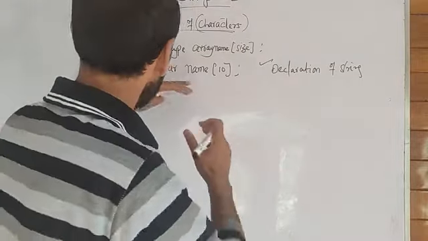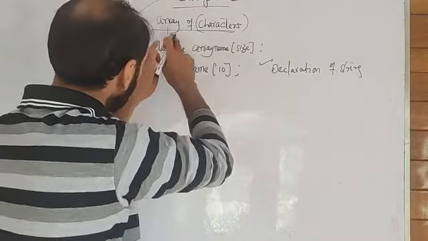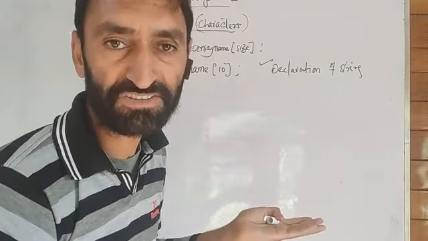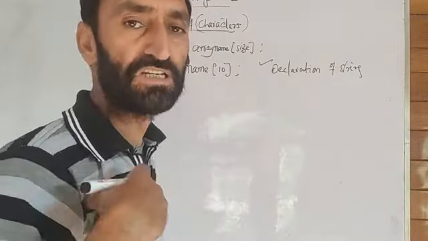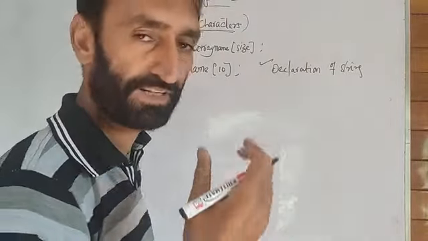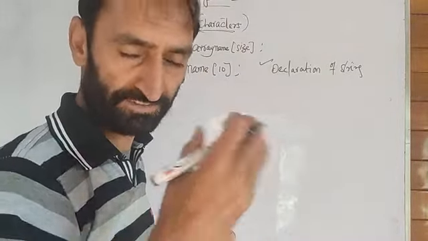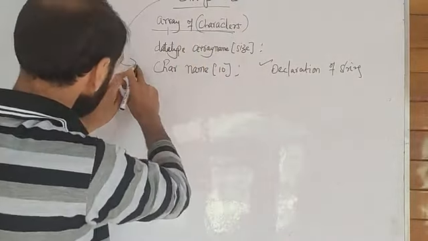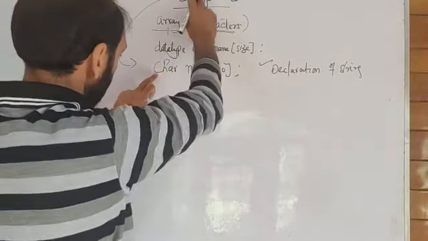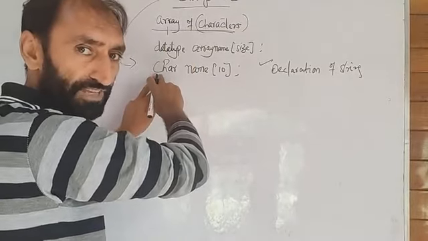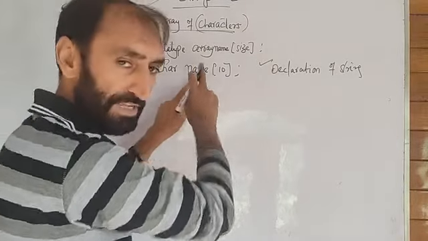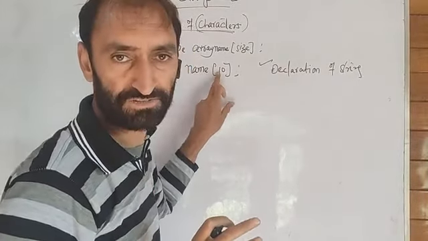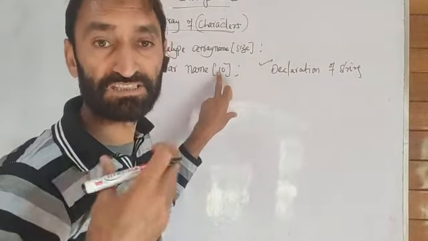But here strings are the array of characters. We have already discussed characters in the previous video: what are characters, what are character constants. But here the data type in case of string is always char. Then the name, and then the size. Size tells how many characters you want to store.